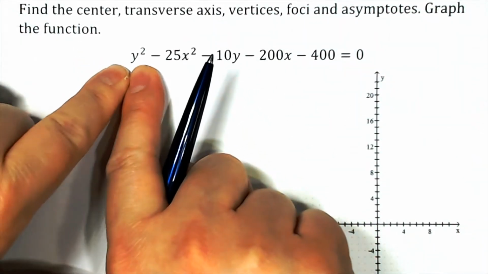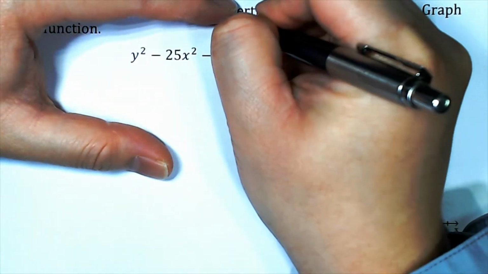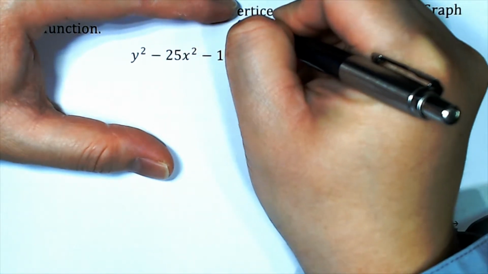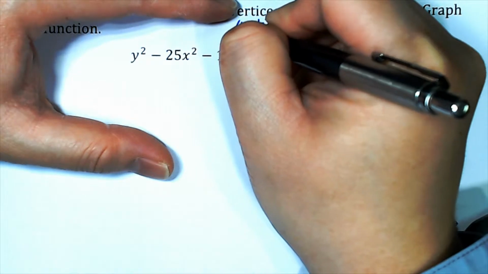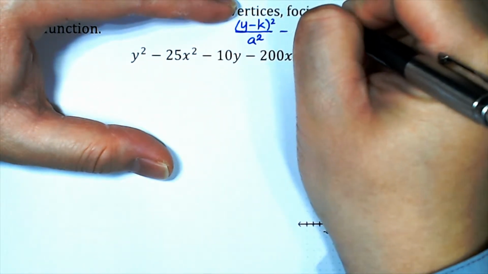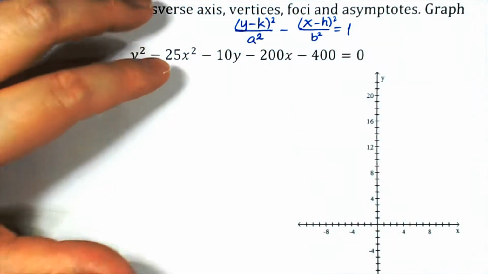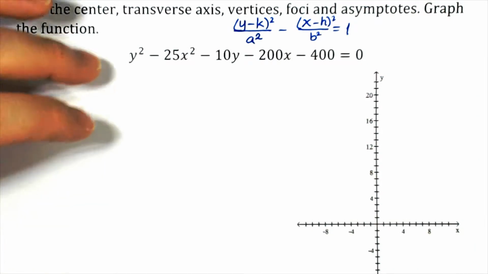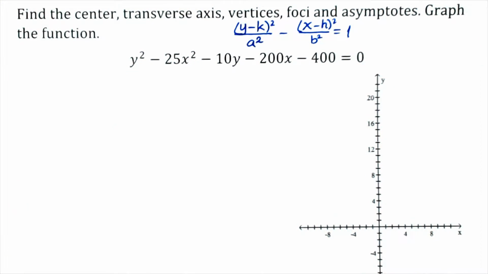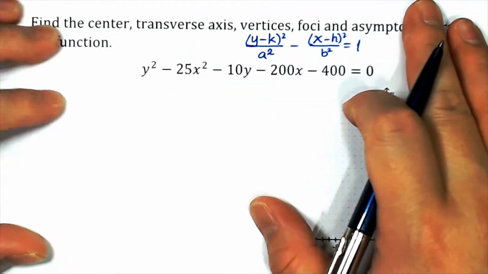This one we have y squared positive and then x squared negative. So that will be (y minus k) squared over a squared minus (x minus h) squared over b squared equal to 1. To do this, we're going to complete the square and try to turn this equation into that form, and only then can we find the information about the graph, about the function.